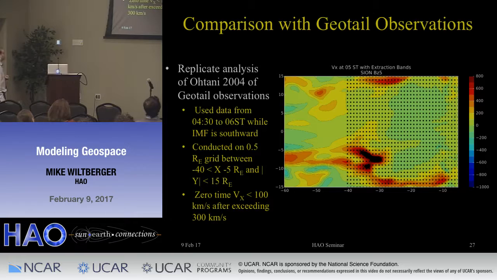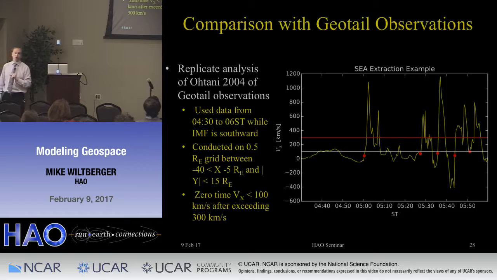To do that, I wanted to apply exactly the same selection criteria that Shin did for his identification of the BBFs. And pretty simply, what he was doing is he was looking for time frames in which the flow was greater than 300 kilometers per second, and then defined the start of his epoch as the first time point at which the flow was less than 100 kilometers per second.